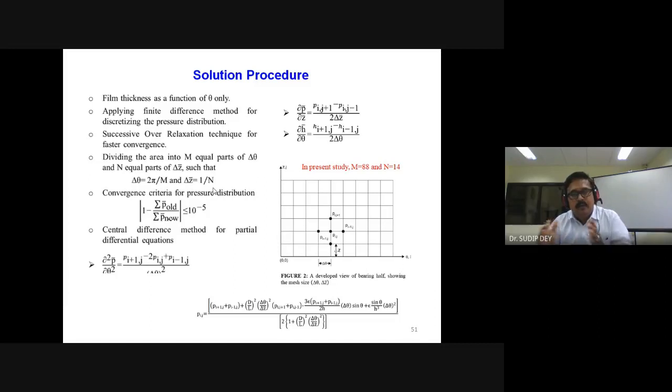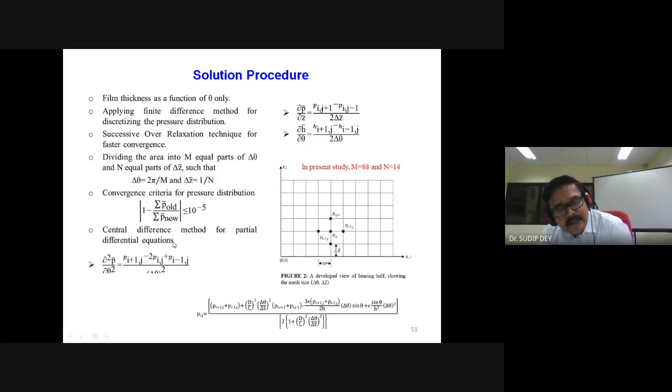After discretizing, we have to apply the convergence criterion. The convergence criterion is 1 minus sigma P old by sigma P new, and this value must be less than 10 to the power minus 5. That means the old pressure divided by the summation of the new pressure should be coming towards one, so the difference goes to zero, within 10 to the power minus 5. As we minimize the error, we are actually reaching towards the true solution.